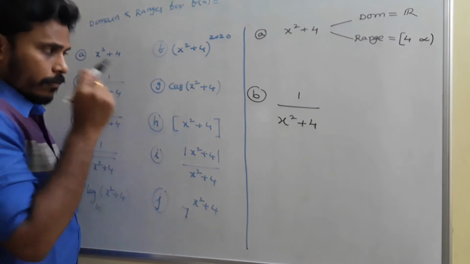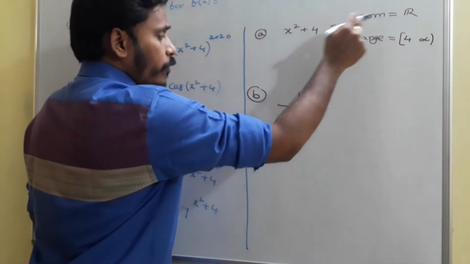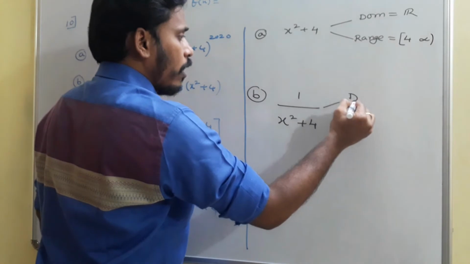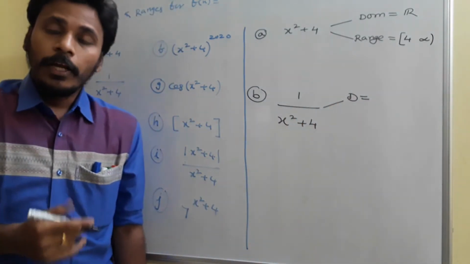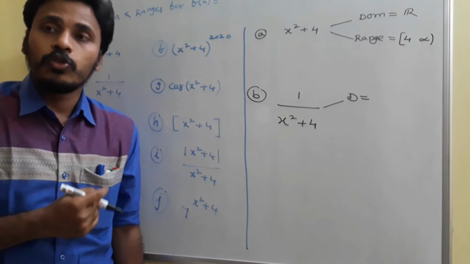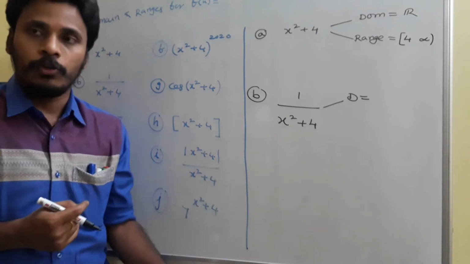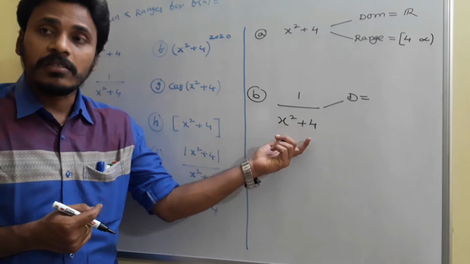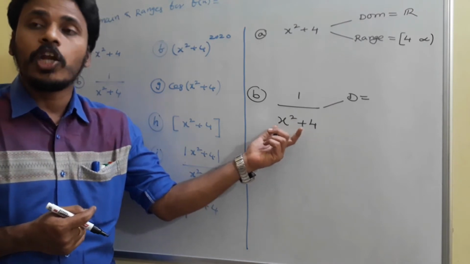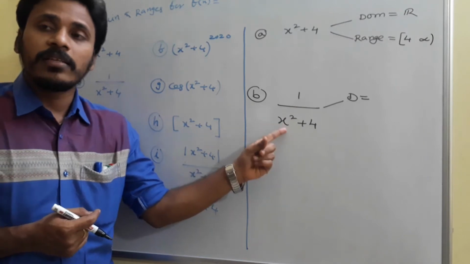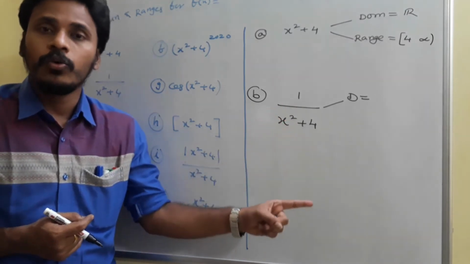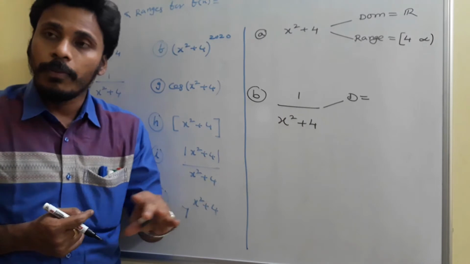And the next thing is 1 by x square plus 4. For x square plus 4, the domain is all the real values, whereas for this function, if you think about the domain, you need to eliminate the values of x for which the denominator is 0. When you observe this x square plus 4, the denominator is not 0. Take any value in the place of x.